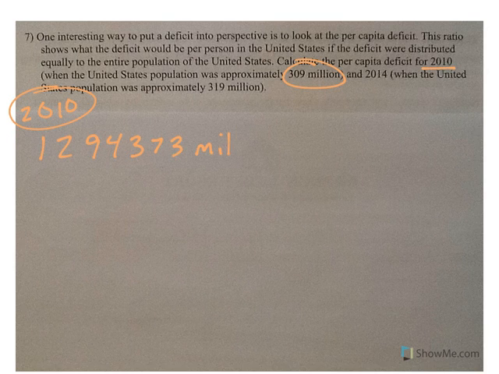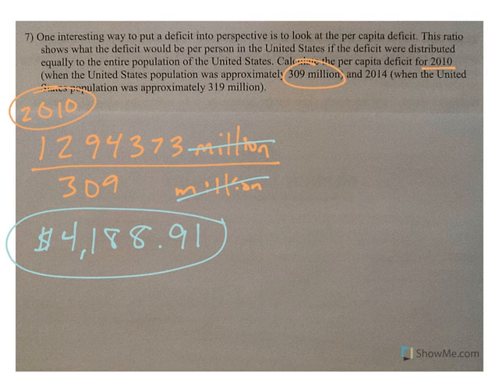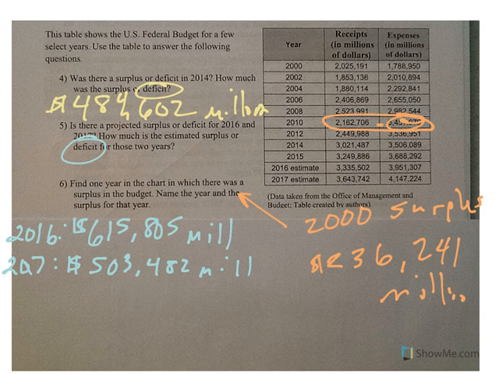1,294,373, and that's million. I'm going to divide by the population, which they gave me to be 309 million. Now the millions cancel out, and when I divide those, I end up with $4,188.91. If each person in 2010 would have paid that much to the government, we would have wiped out the deficit. Okay, now let's look at 2014.